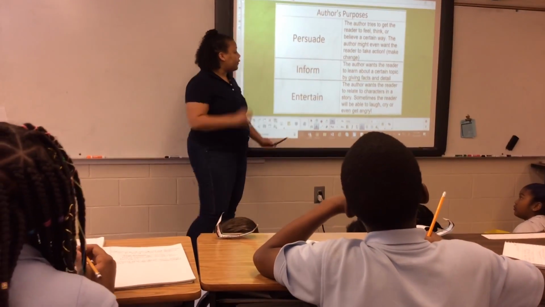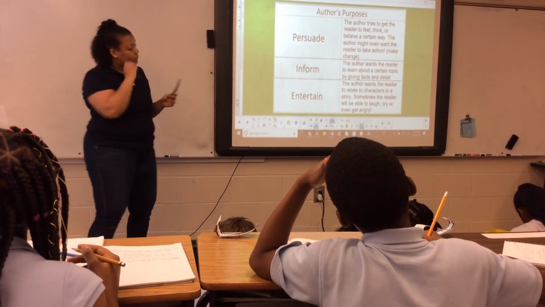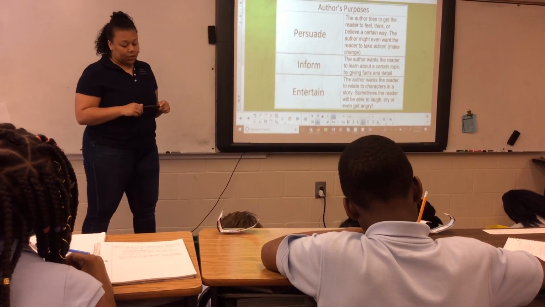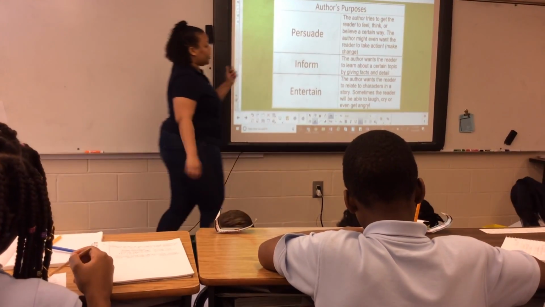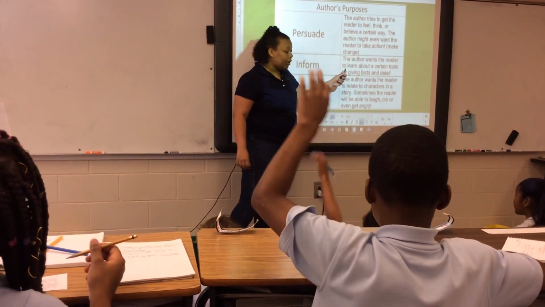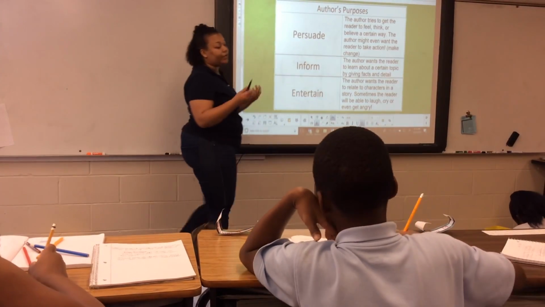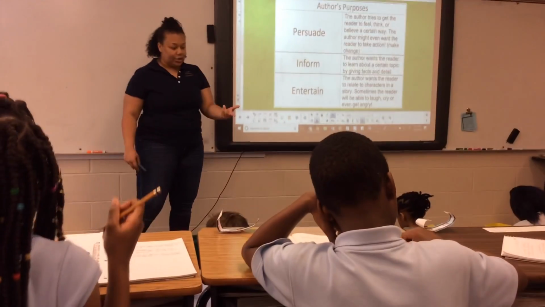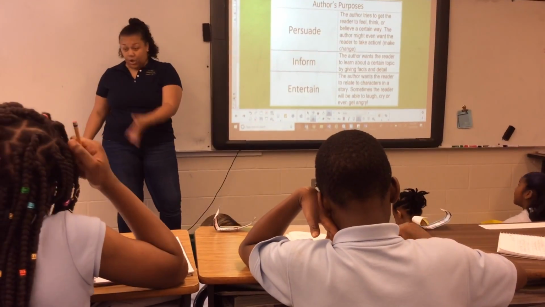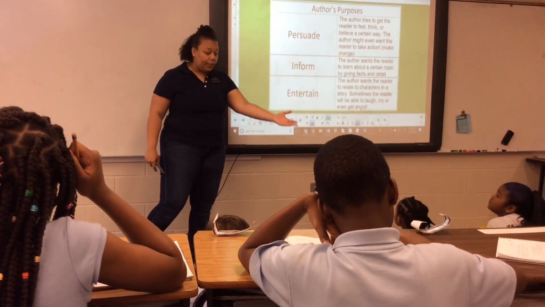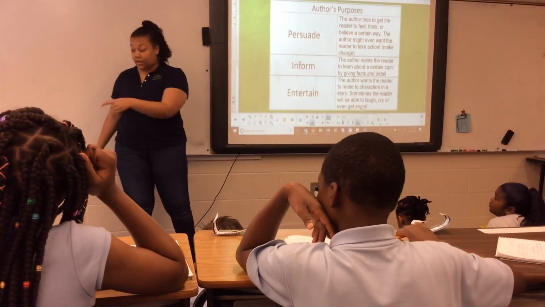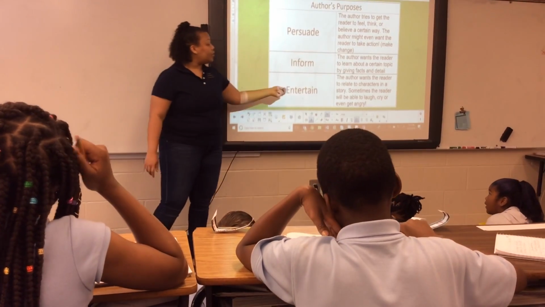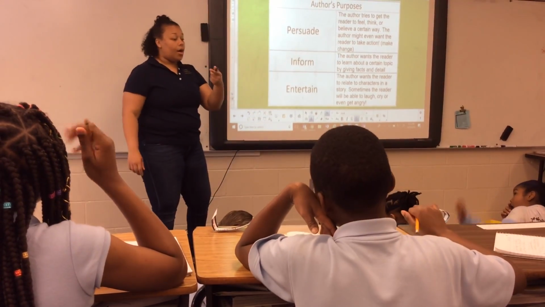Courtney, can you read the inform? The author wants the reader to learn about a certain topic by giving facts and answers. All right. So what is our blank that we need to fill in here, Diana? Learn, okay? So to inform, just like when we were doing our informational writing piece, you had to use details and facts, correct? So when I was done reading your paper, I was able to learn about the topic that you wrote about. Make sense? Yes. Okay.